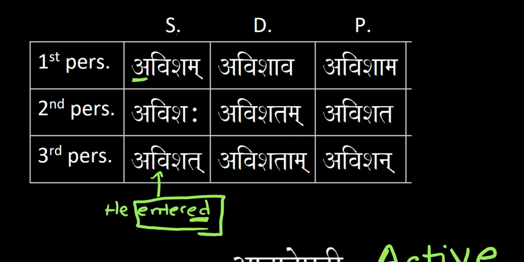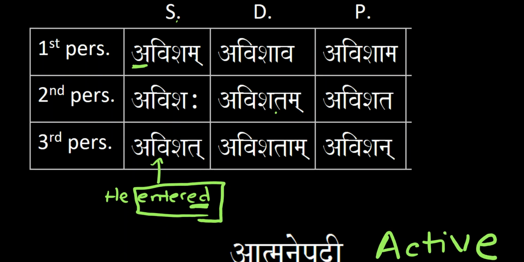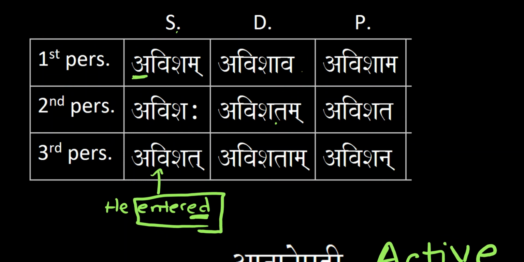Second person singular, avishaha, is you entered. Second person dual, avishatam, is the two of you entered. And then second person plural, you all entered, avishata. Then first person singular, I entered, avisham. First person dual, avishava. Notice that I'm saying avishava instead of avishav because there's not a halant here. Then first person plural, we all entered, avishama. So avisham, avishava, avishama.